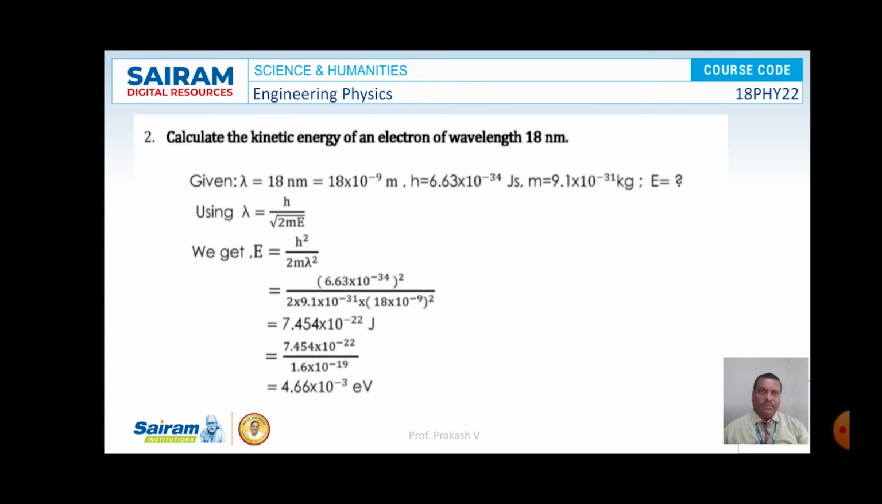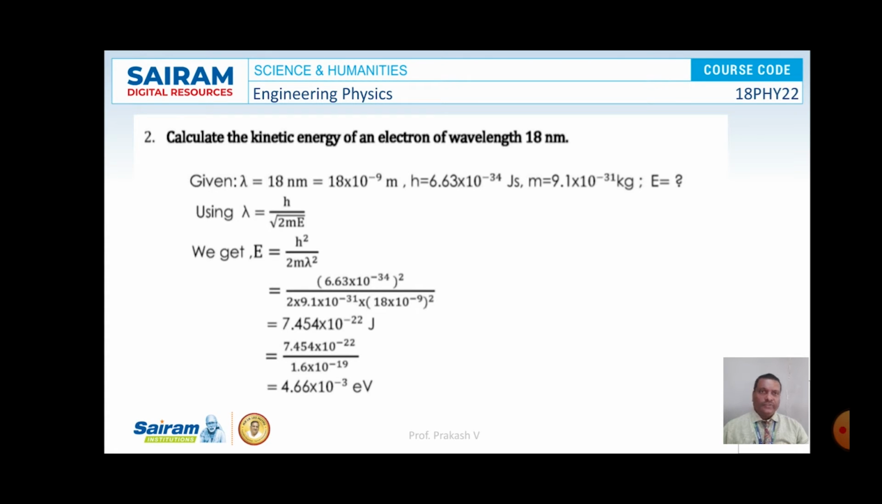So we know that according to the de Broglie equation, lambda is equal to h by square root of 2mE. Then we can simplify the value of E as h square by 2m lambda square. So the above equation is simplified in this format, and substitute the value of h, m and lambda here. Then the value of E can be written as 6.63 into 10 to the power of minus 34 whole square divided by 2 into 9.1 into 10 to the power of minus 31 into lambda, that is 18 into 10 to the power of minus 9 whole square.